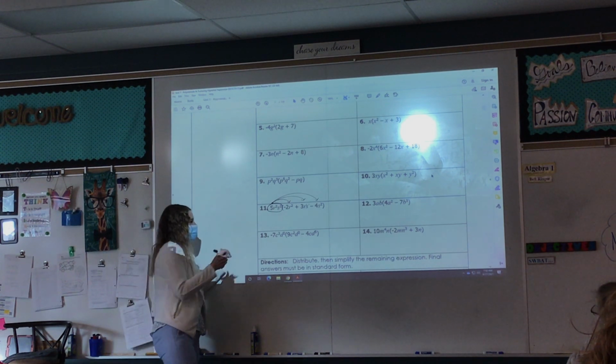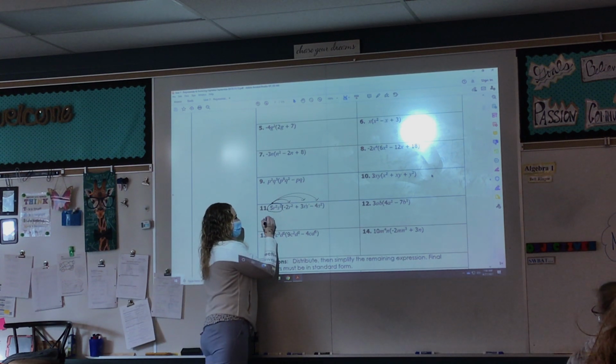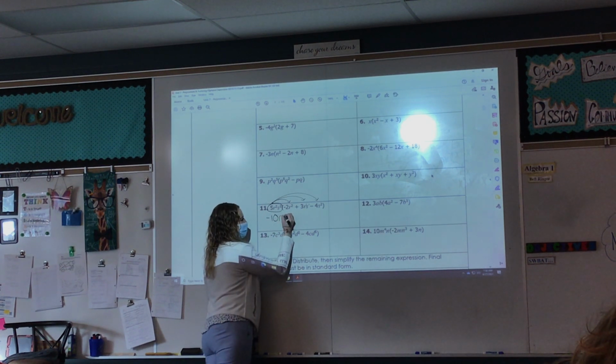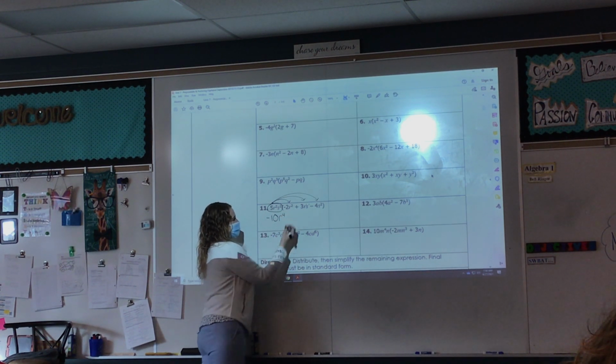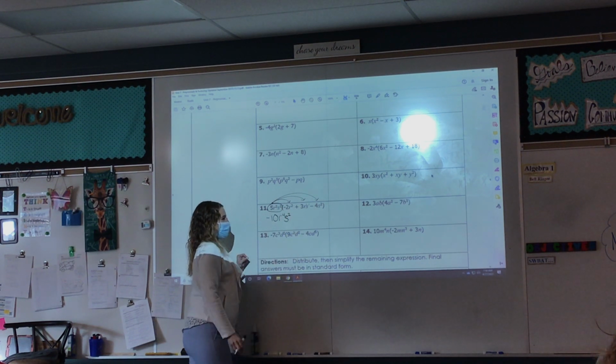All right. So let's go ahead and get started. 5 times negative 2 would give me negative 10. R squared times r squared. All together, when you add those exponents, you're going to get r to the fourth power. There's no s over here, but there's an s squared there, so I'll bring it down.